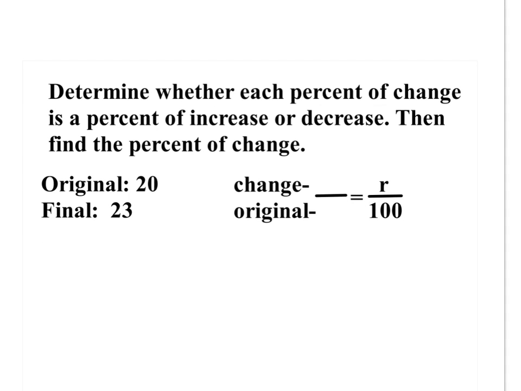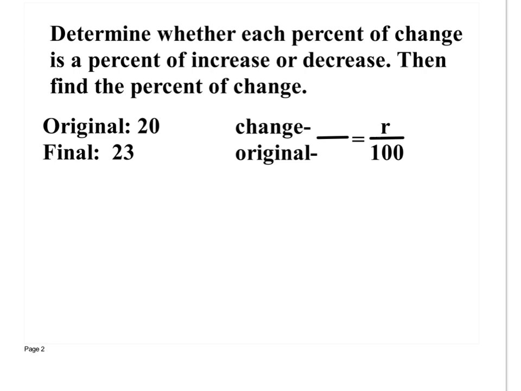All right, you need to write this down. Here's what you're going to see in your homework. It's going to say, determine whether each percent of change is a percent of increase or decrease. Then find the percent of change. So we compare the final versus the original. Is this an increase or decrease? Increase. It's an increase because the final is larger than the original. So we would write percent increase. That's a percent sign. Sorry, it's hard to write.